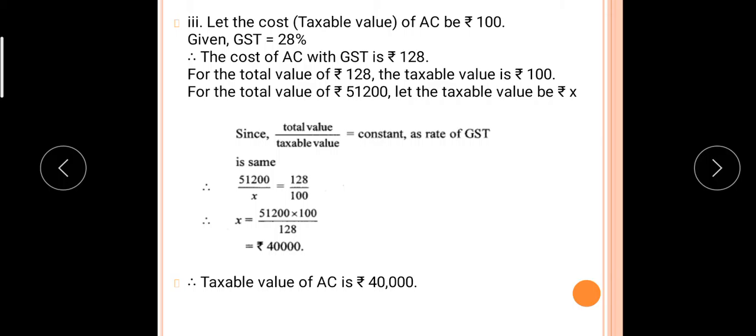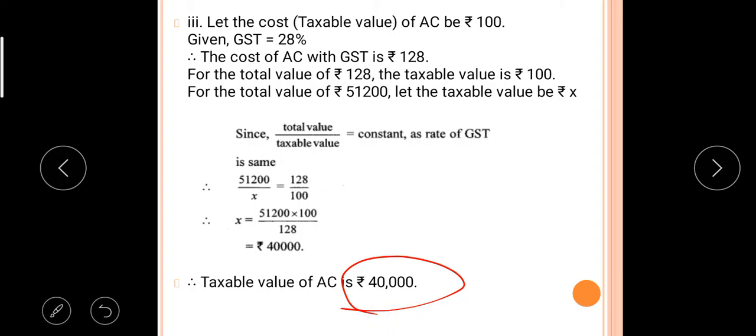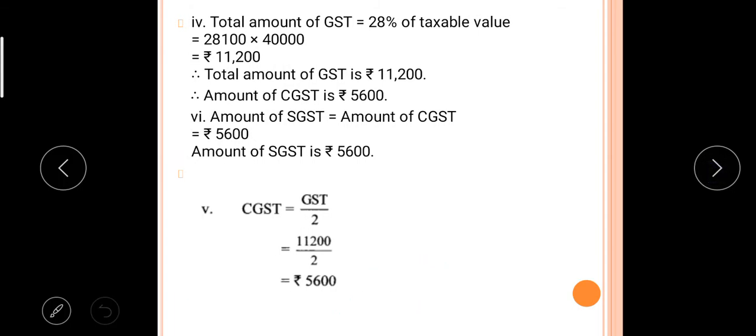What we are considering, for 100 rupees also the rate of GST is 28%, and for this amount also the rate of GST is this percent. So by substituting the values, if the taxable amount is 100, the total value is 128. We have to find the taxable amount when the total amount is given as 51,200. Now do the cross multiplication, you will get the answer, and therefore the taxable value of AC is 40,000. Total value means value with GST. Taxable amount means value without GST. These two concepts you have to remember.